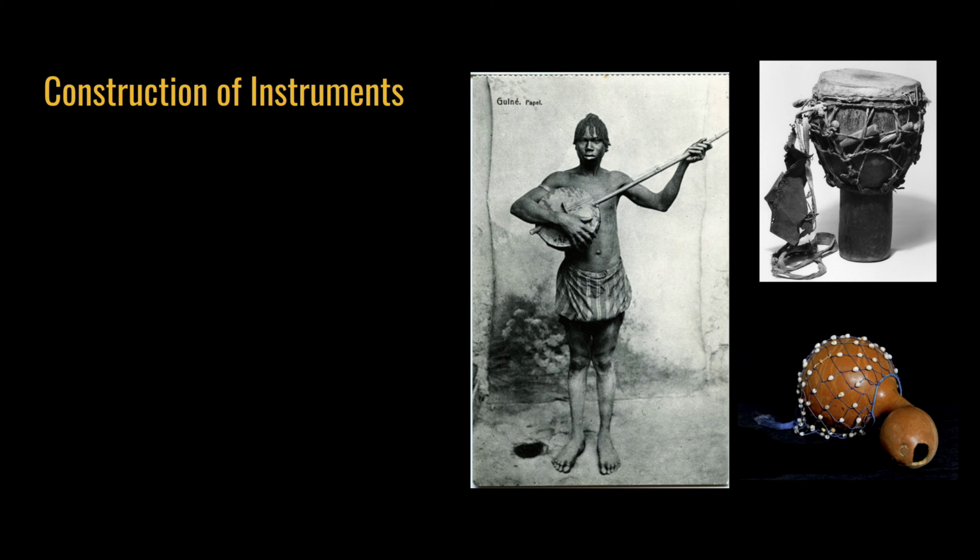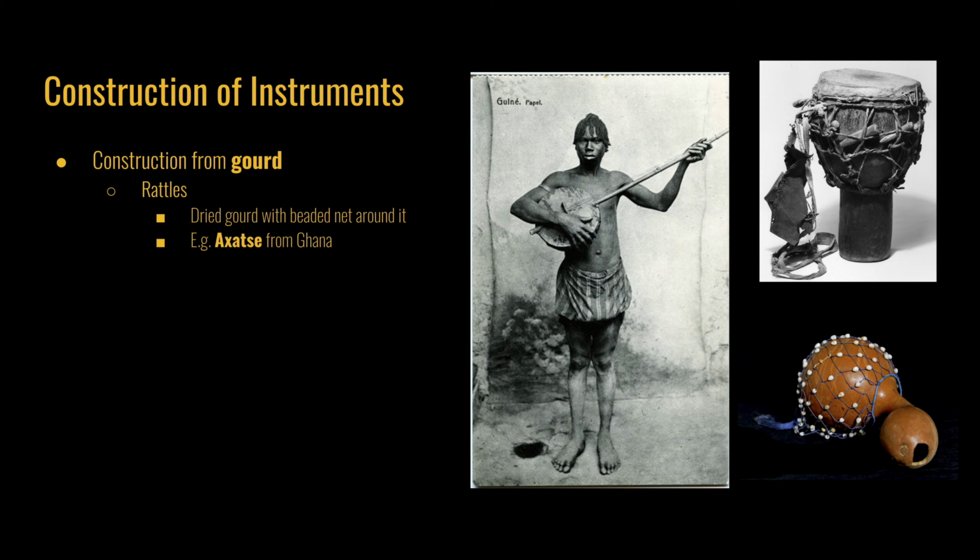For musical instruments, many West African instruments made out of gourds were also made in North America. The dried gourd created a hard, hollow shell that could be made into rattles with a beaded net around it. This instrument, called the ahatse, was traditionally used in Ghana.